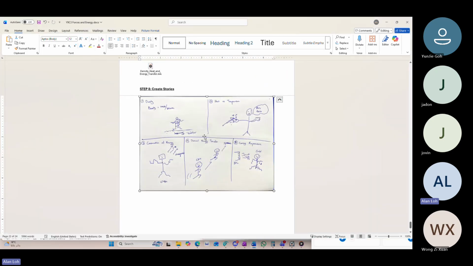Create stories. Okay, this is my drawing. My drawing is very bad, as you can see.